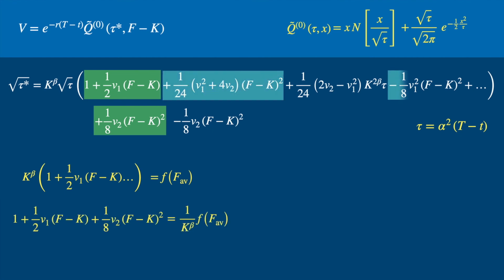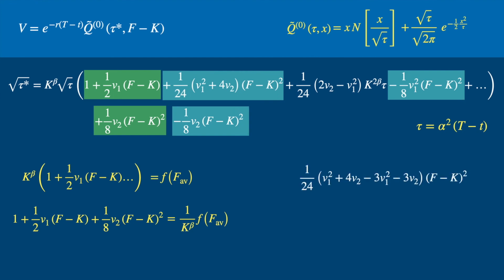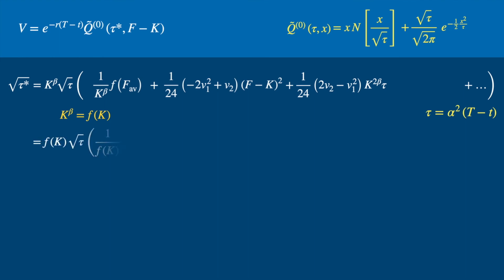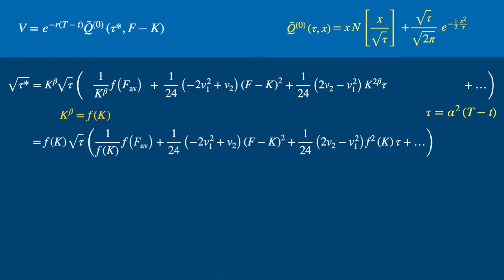Next, we combine the remaining second order terms. It's just a matter of standardizing the denominators. And we can then combine the respective v1 squared and v2 terms. We can make the substitutions. Let's also write k to the power beta in terms of the function f. Essentially, we replace k to the power beta by f, and the k to the power 2 times beta by f squared.